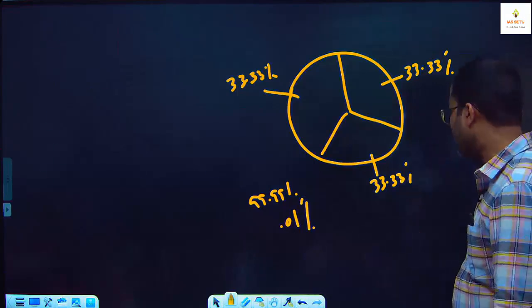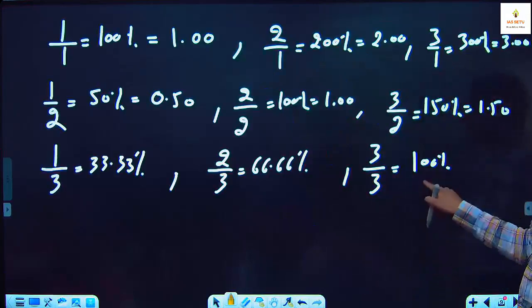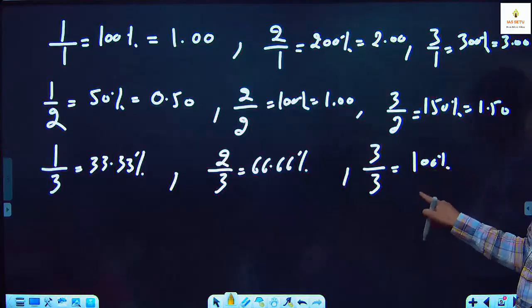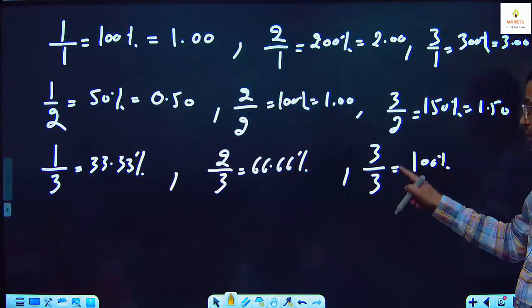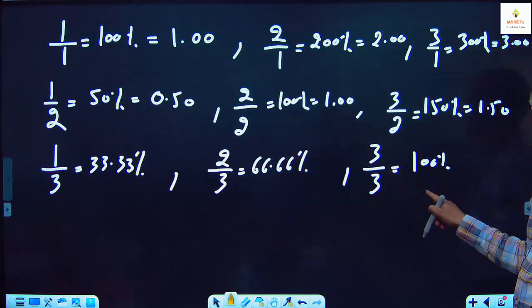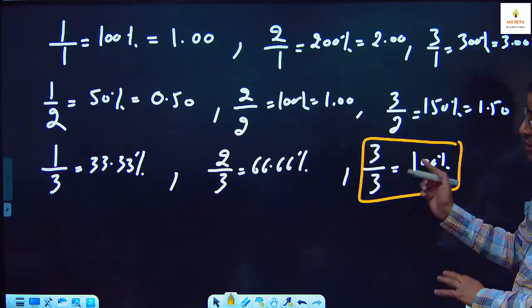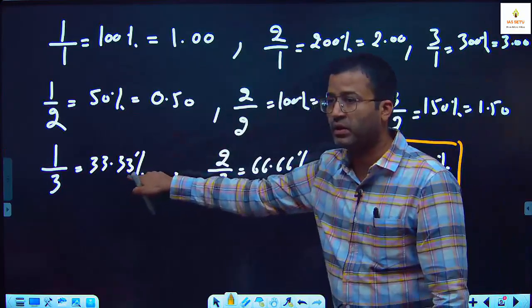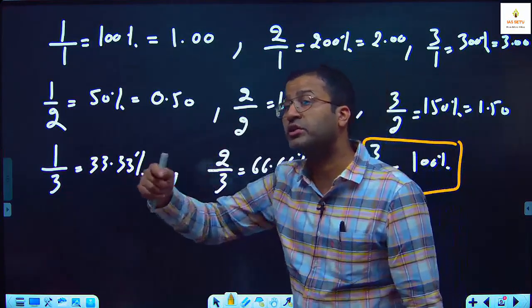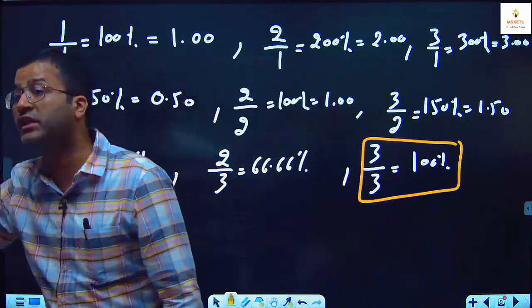Concept here is, it is not 99.99%. It is 100%. Never ever say 3 by 3 is 99.99%. It is 100%. There is no problem with this. Problem is with this value. Actually, it is 33.33333333. It is a recurring decimal.